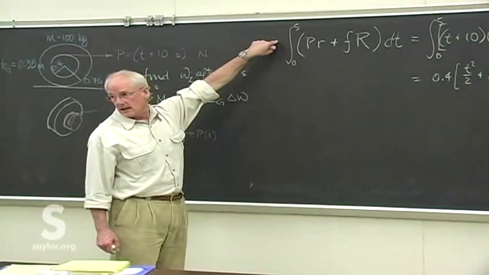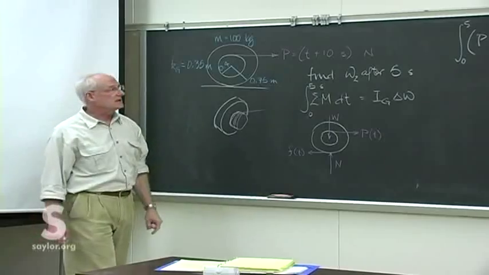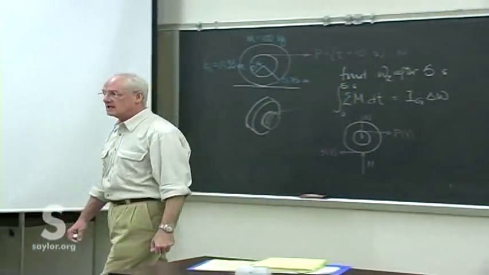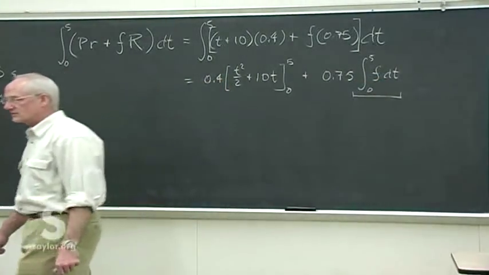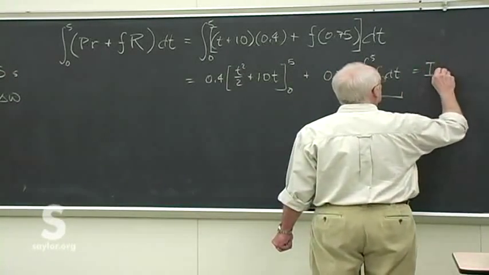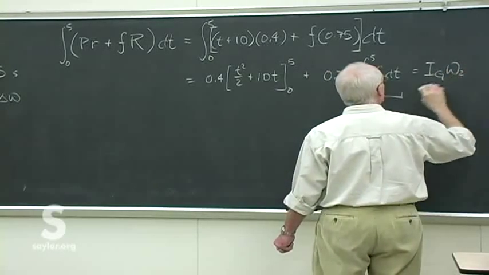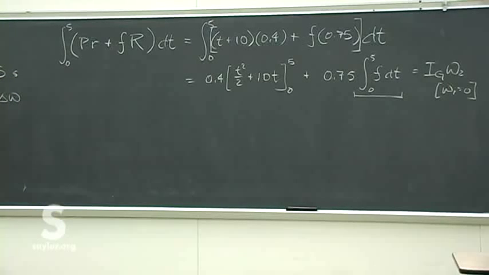This is the impulse momentum equation for rotation. This wheel's not just in rotation, it's also in translation. So do the impulse momentum equation for translation, and one part of that is going to be the integral F dt. And so you don't need to actually solve the integral, you can substitute it and eliminate it. All of this equals omega 2 since omega 1 is 0. Normally it equals IG delta omega, but if omega 1 is 0, then it just equals omega 2.